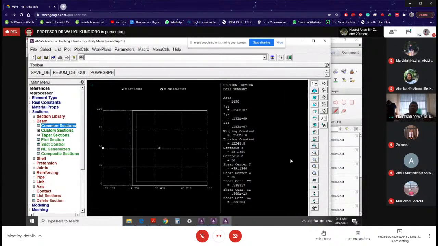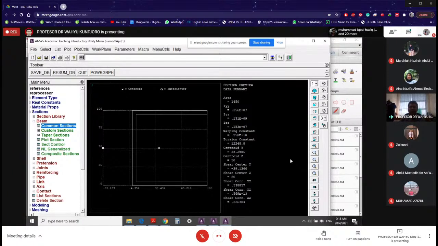I click OK. What happened now is that I have my element type, which is going to be frame. In this case, we call it beam. I have defined the material, right? And also, I have defined 3 different types of section. Section 1 is H-beam. Section 2 is going to be tube, and section 3 is going to be channel.